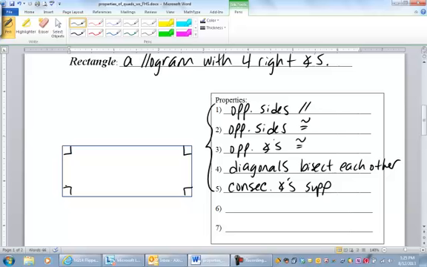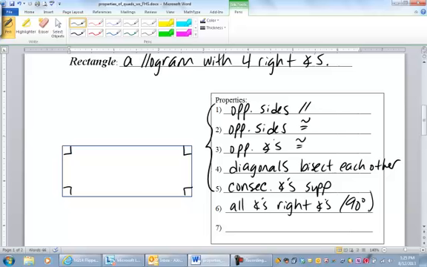And part of the rectangle definition was that all four angles are right, so I'm going to put all angles are right angles, or you can write 90 degrees if you prefer to write that.